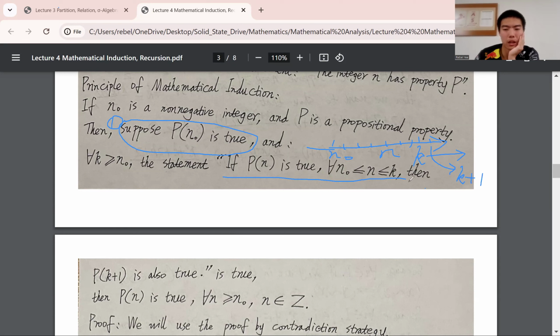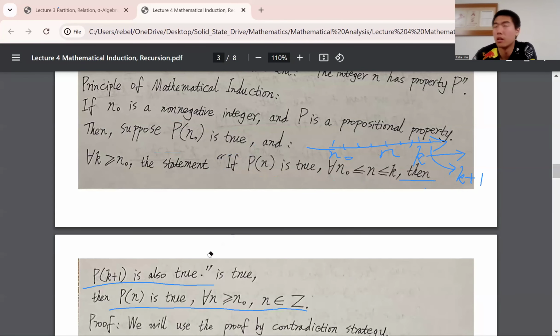So this statement is a conditional proposition. If this conditional proposition is true, and we combine this as 2 and this as 1, and if 1 and 2 are both true, then Pn is true for all of the integers greater or equal to n0. And remember, greater or equal to is a partial ordering. It's not a total ordering. Okay.